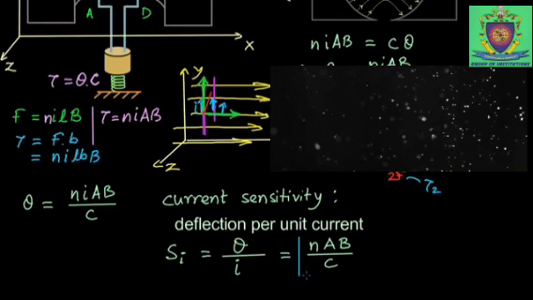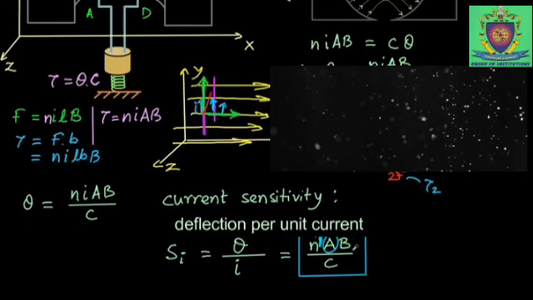Now let me substitute this theta value. So NIAB divided by C, where I and I get cancelled. So I'll be writing NAB divided by C. So this is my current sensitivity, and now let's see how this current sensitivity depends on the other quantities.